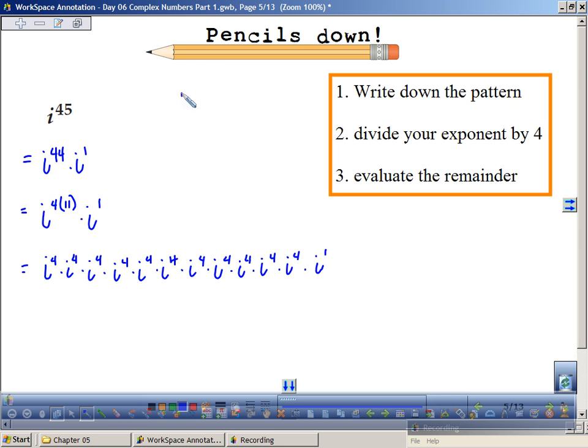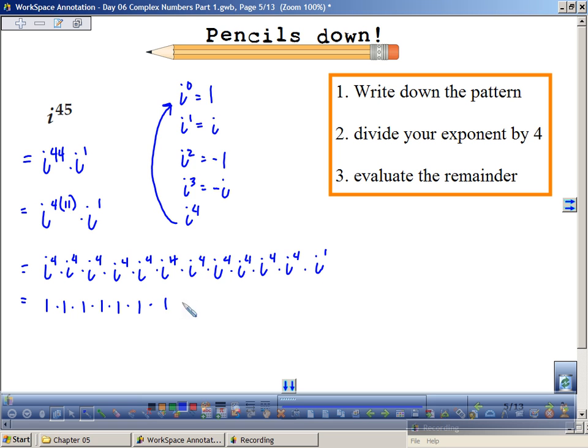Okay, let's write down our pattern. i to the 0 is 1, i to the 1 is i, i squared is negative 1, and i cubed is negative i. So each one of these, what's i to the 4th then? It cycles right back up to here. So isn't each one of these 1, so isn't i to the 45 i? Yes, write this down. This is what you should be writing.